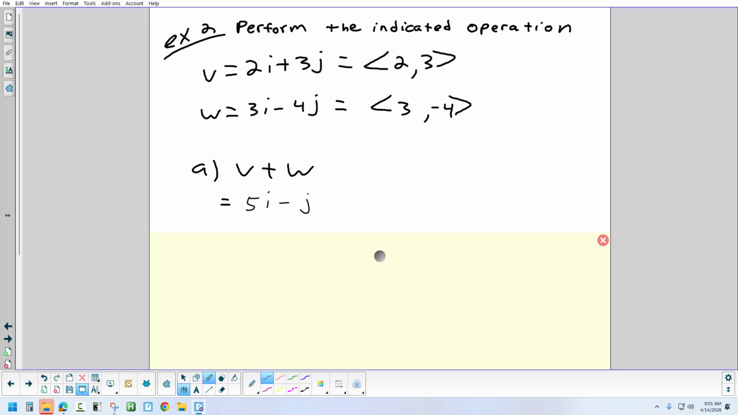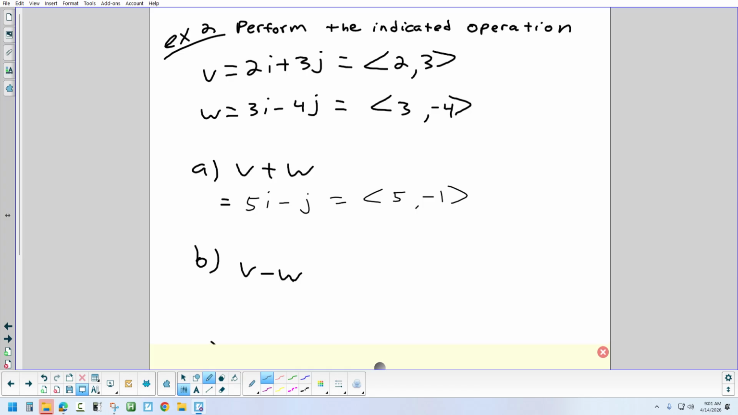And then how about if we wrote that in the notation we learned yesterday? 5, negative 1. Yep. So we need a 5 and a negative 1. Don't mix the two notations. If you accidentally put i's and j's in with the angle brackets, that's wrong. Or if you put angle brackets around the i's and j's, you've got to pick one format or the other. You can't mix them.